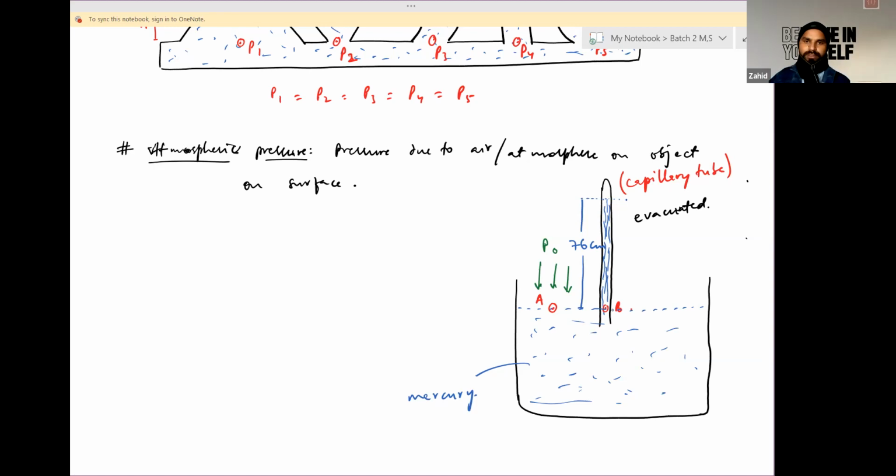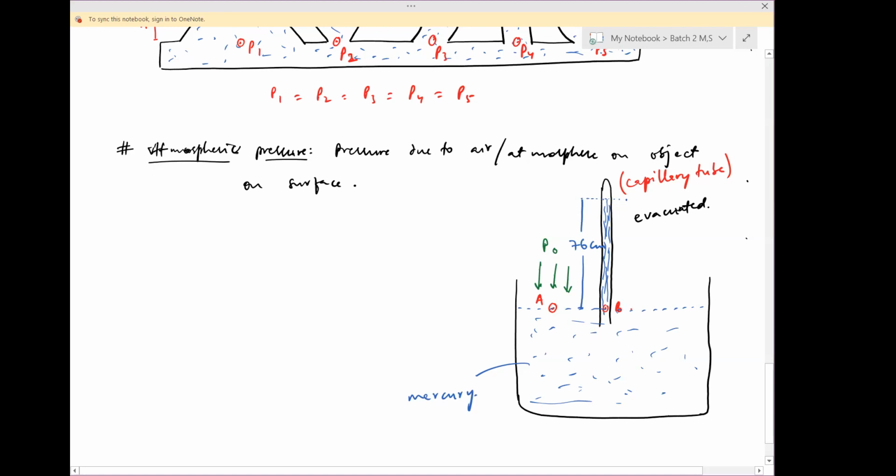Is it clear to you all? Why the level of mercury is raised up in this particular tube? Yes, sir. Asma, any doubt? No, sir.